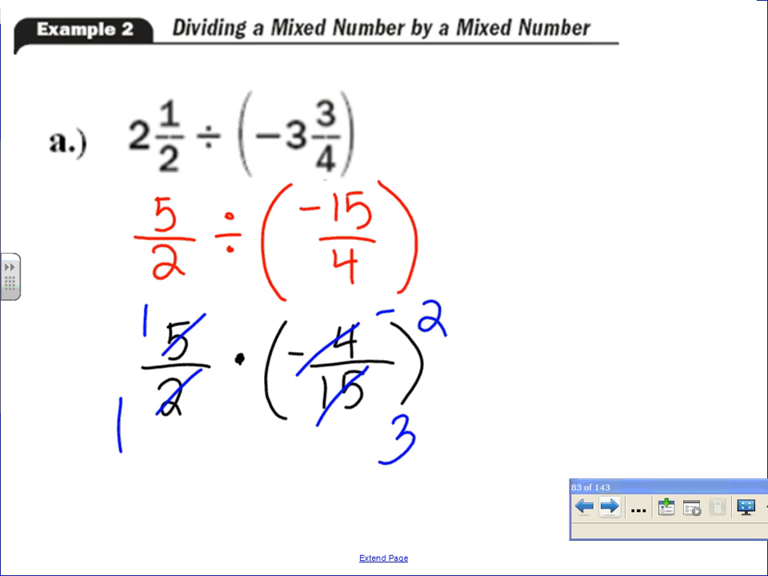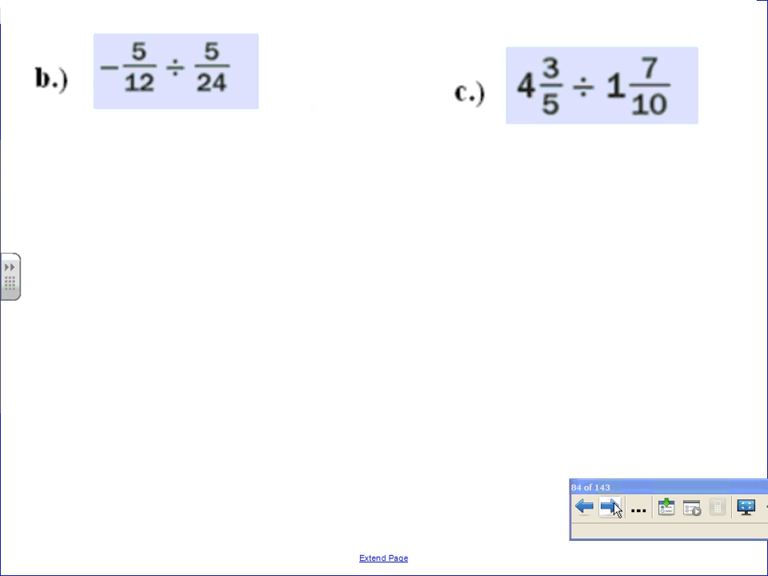Okay, so we end up with 1 times -2, which is -2. 1 times 3, which is 3. -2/3, -0.6 repeating. Sean? No. Nope, not at all. Okay, I want you guys and girls to try B and C. Try B and C on your own.